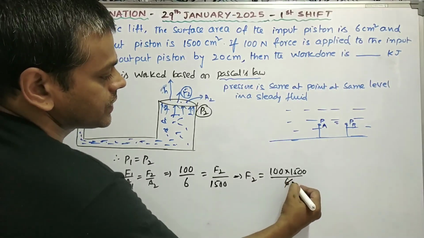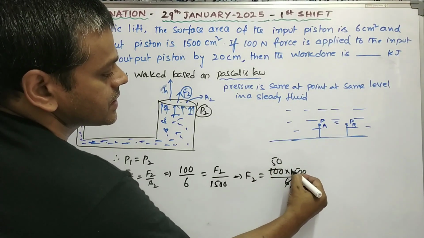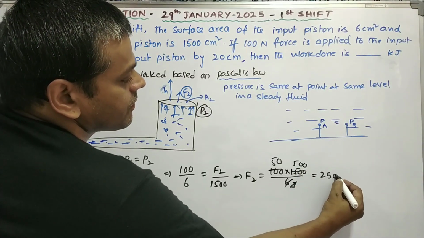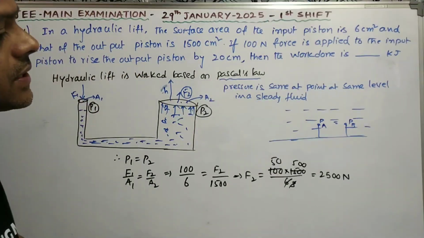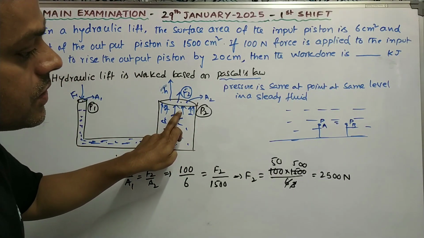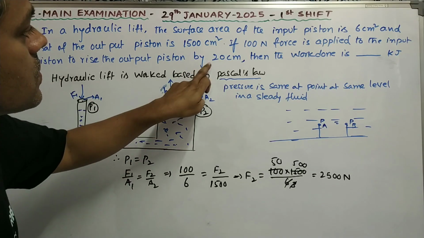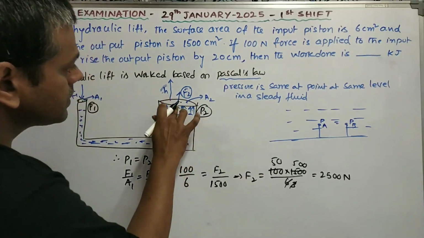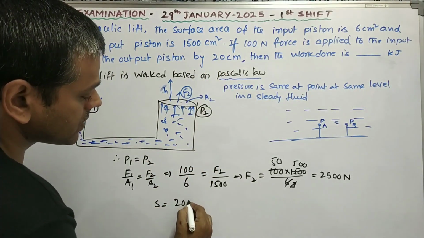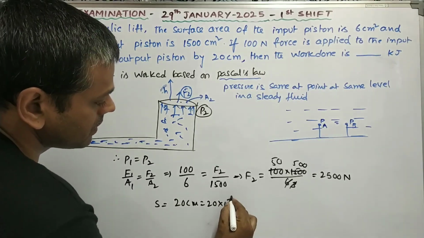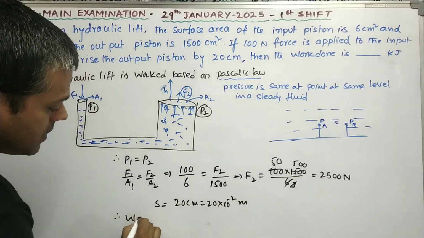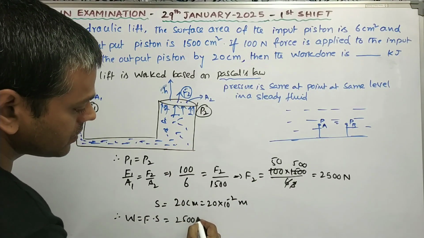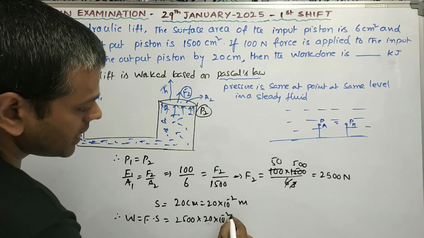So 2500 Newton is delivered at the output piston. Due to this force, the body is displaced to a height of 20 centimeter, which is 20 into 10 power minus 2 meter. Therefore work done is equal to force into displacement. The force exerted on the output piston is 2500 Newton, times 20 into 10 power minus 2 meter.